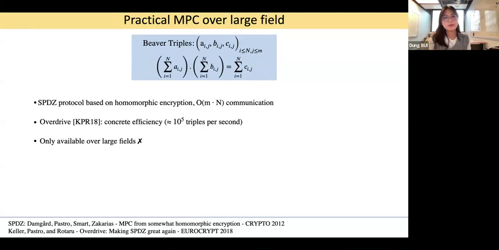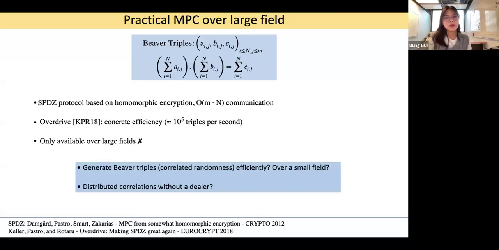and there have been a lot of works about how to generate Beaver triples, but there exist some works that have significant improvements for practical MPC. For example, we have SPDZ, which is based on homomorphic encryption with linear communication cost. And we have Overdrive, which gets concrete efficiency, for example 10^5 triples per second. However, SPDZ and Overdrive, because they are using homomorphic encryption, are only available over a large field.